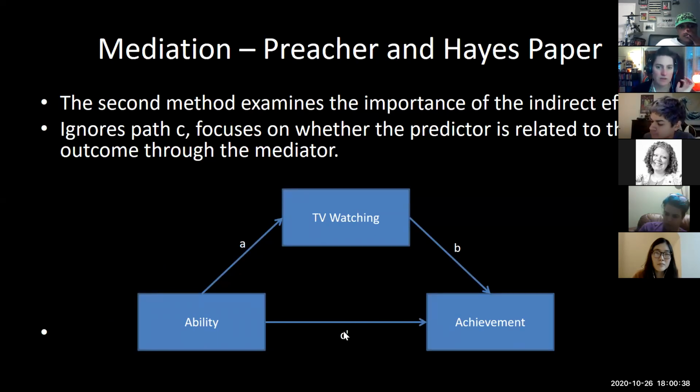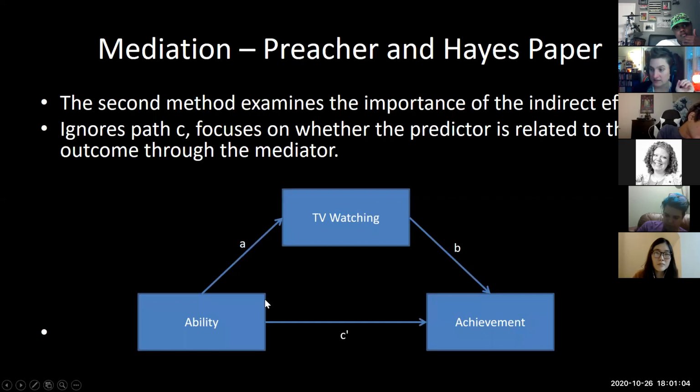They don't care about diminishing path C. They think that's not very interesting. They're more interested in, does the relationship between ability and achievement flow through or go through this mediating variable? Is ability only related to achievement through amount of TV you watch? That honestly makes absolutely no sense as a hypothesis.